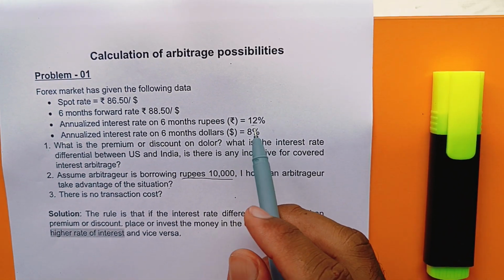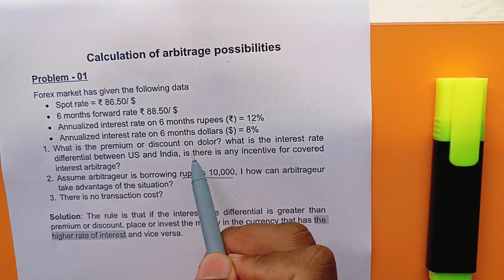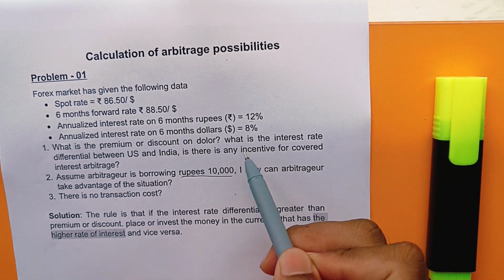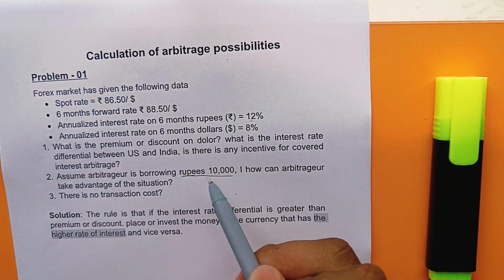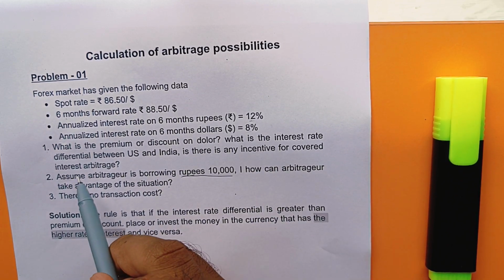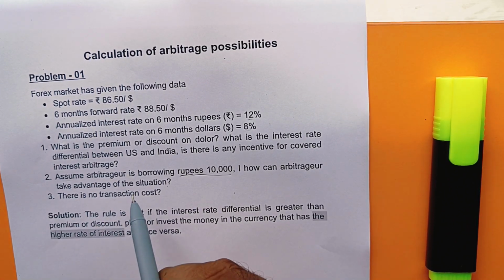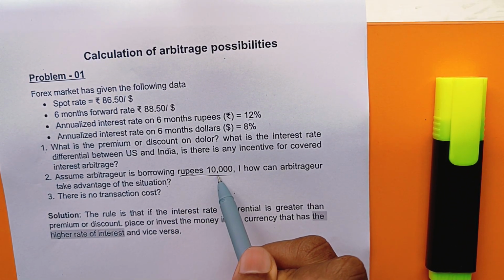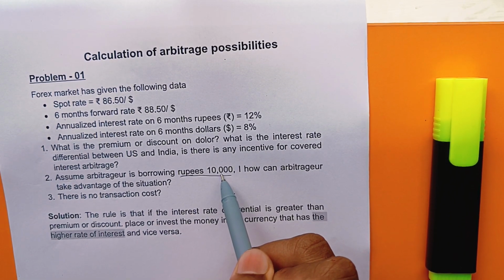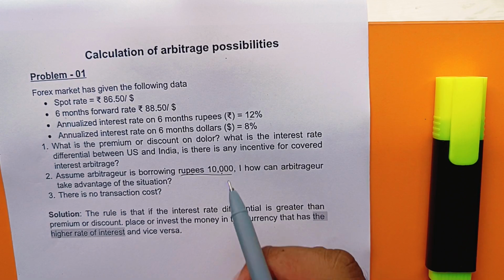This is also important. Next, what is the premium or discount on the dollar? What is the interest rate differential between US and India? Is there any incentive for covered interest arbitrage? That's the first question. The second: assume the arbitrageur is borrowing rupees 100, which means borrowing in India. There are only two markets, India and America, or the US.